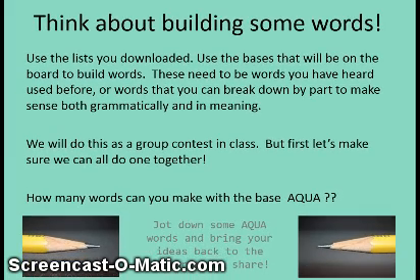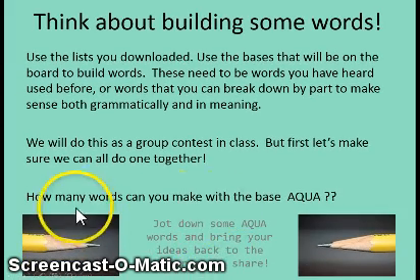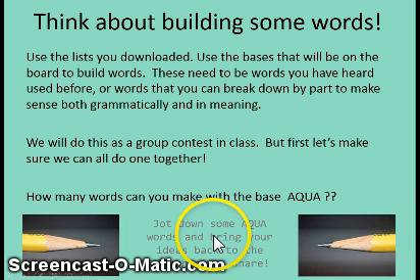So let's try this one out. Before you come back to class, take a word, look at the word aqua. Now I know we already showed you two. Don't go back, don't cheat. Jot down some more aqua words to bring back to class. Bring back those ideas to share. Let's jot those down right now.